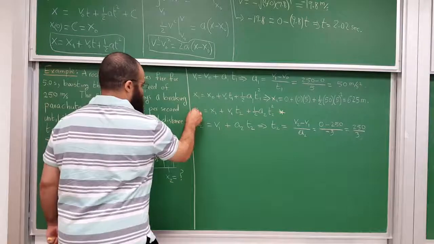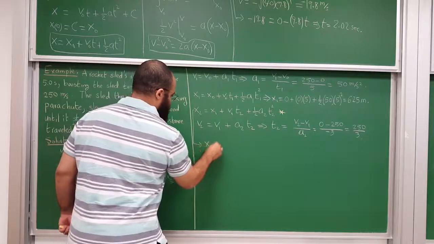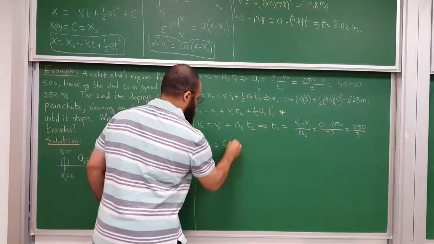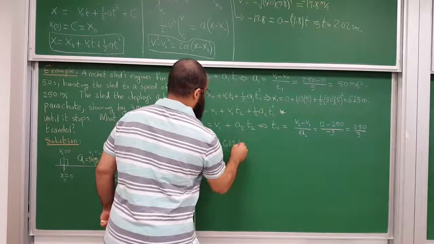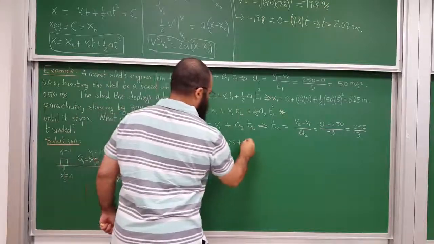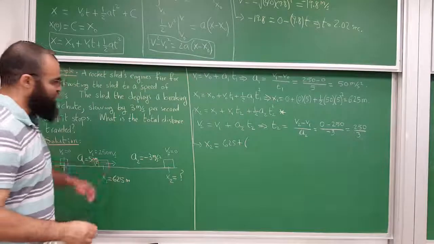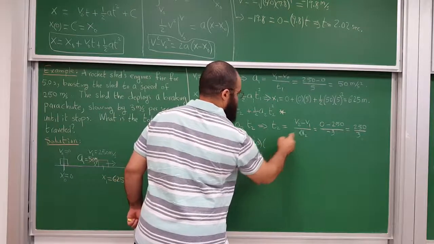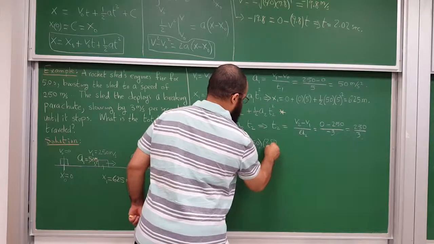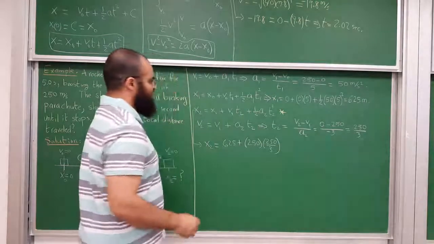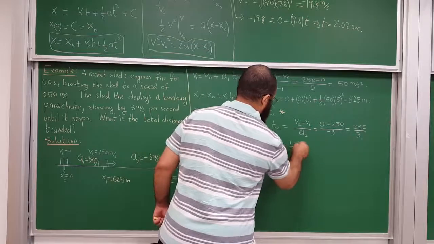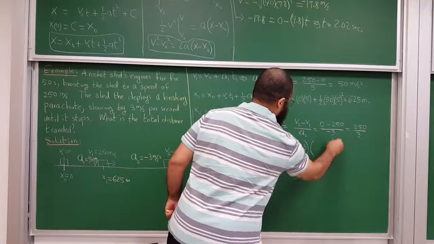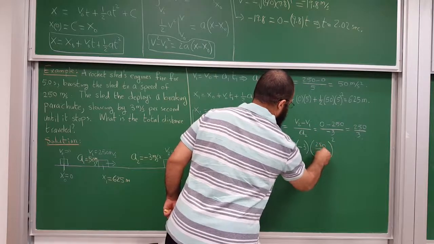So now we can use this equation here. So I would say x2 is equal to x1. x1 is 625 plus v1 t2. v1 is 250. t2 is that number, 250 over 3. And then plus 1/2. a2 is minus 3. And then t squared, but t is 250 over 3.